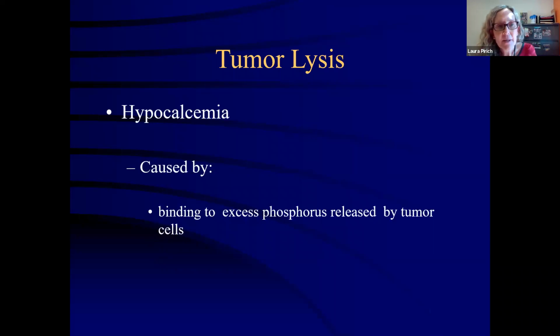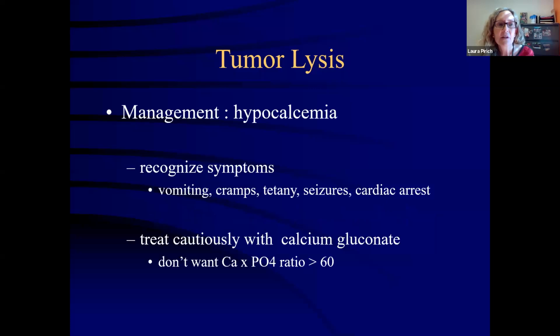Hypocalcemia can happen in our patients with tumor lysis. We talk about how we don't want the calcium and phosphorus to bind together, but when they do, that can result in a low calcium level. When you have low calcium, you can have a lot of serious issues. You can have vomiting and cramps, which makes a patient feel bad, but you can also have tetany, seizures, and cardiac arrest. We're unlikely to see cardiac arrest because you're going to be following the patient's labs closely enough that you're going to recognize and treat the hypocalcemia, but that certainly is a potential problem with severe hypocalcemia.